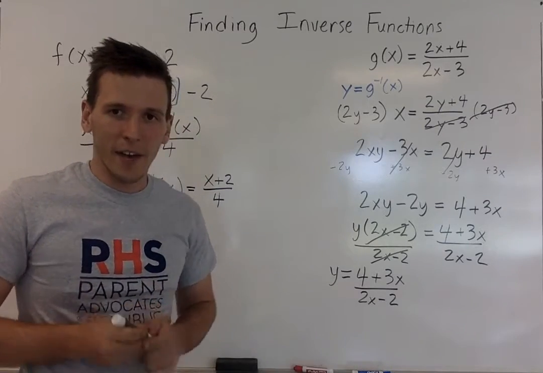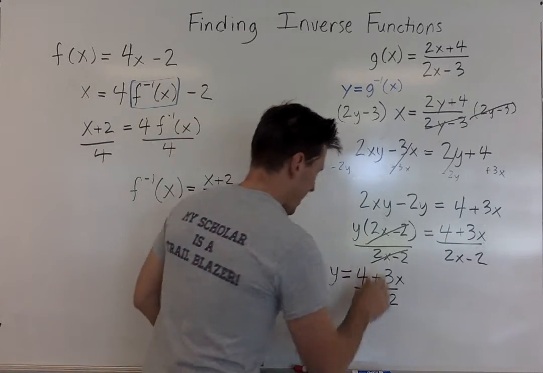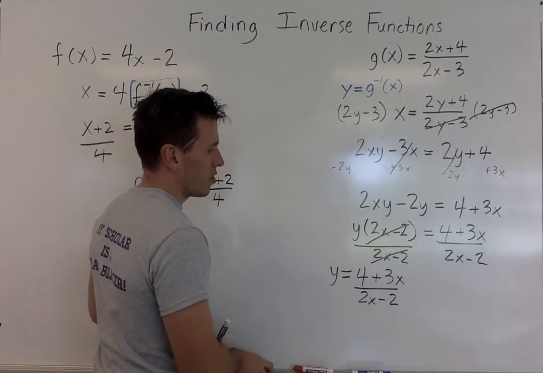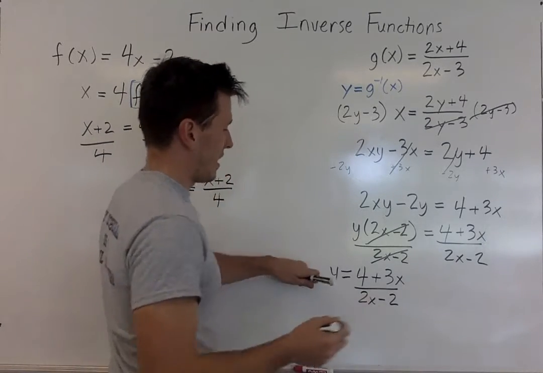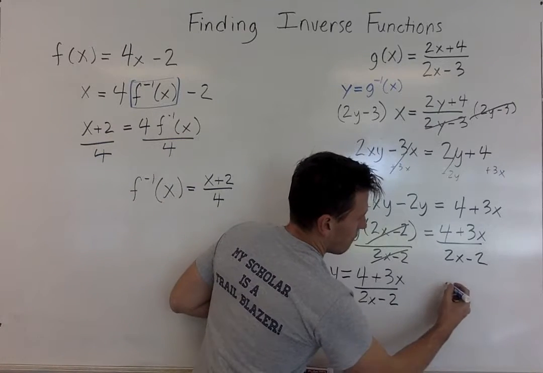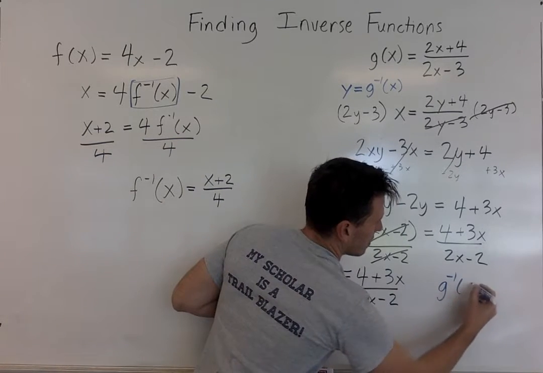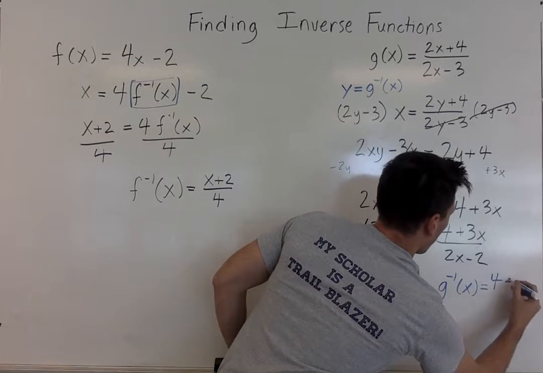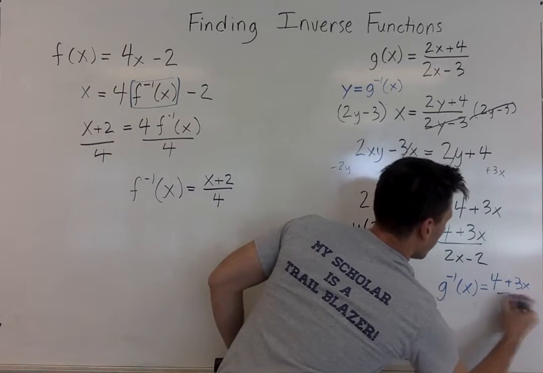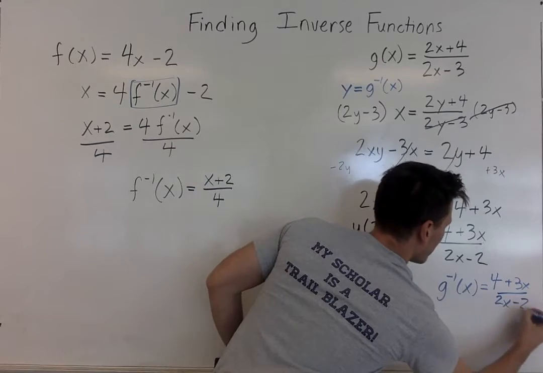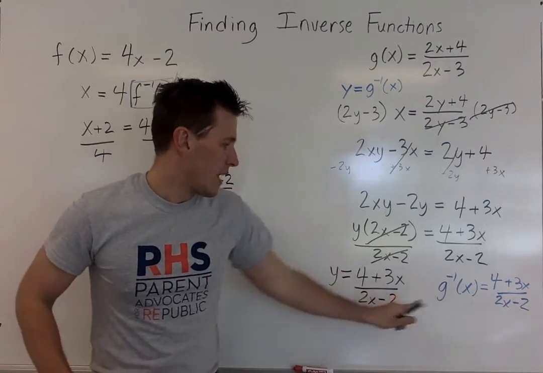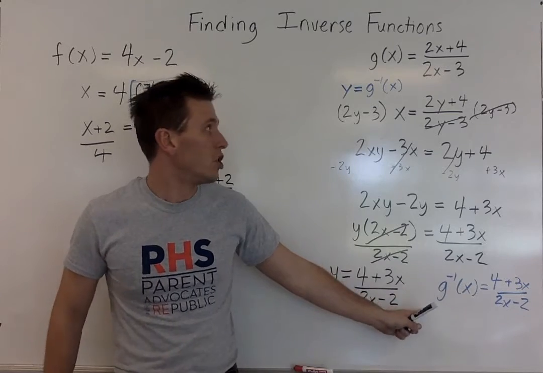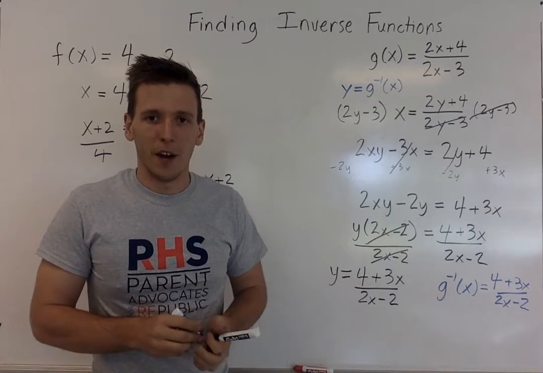I have two quick caveats here. One is that we don't want to write it as y equals. We want to use our better naming convention. So a really good last step is to swap out the y for g inverse of x is equal to 4 plus 3x over 2x minus 2. This is not any different from that, but it is more precisely named, and it shows that this g goes with that g up there.